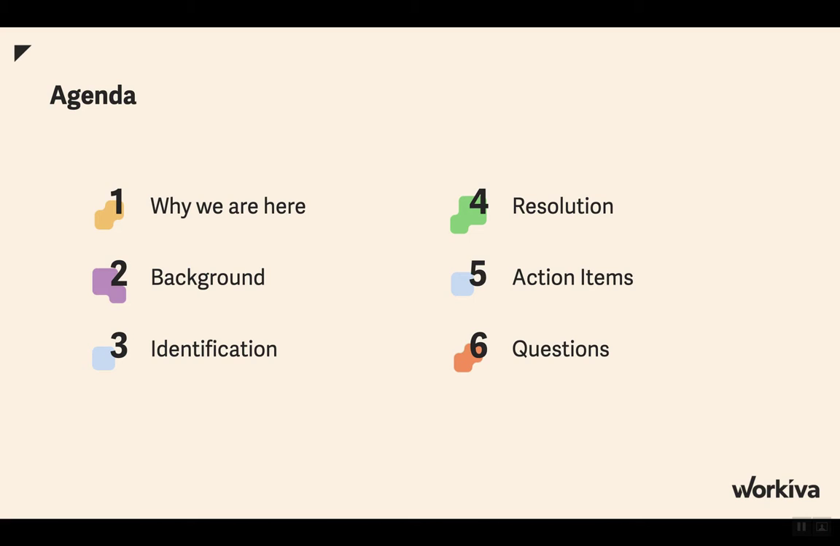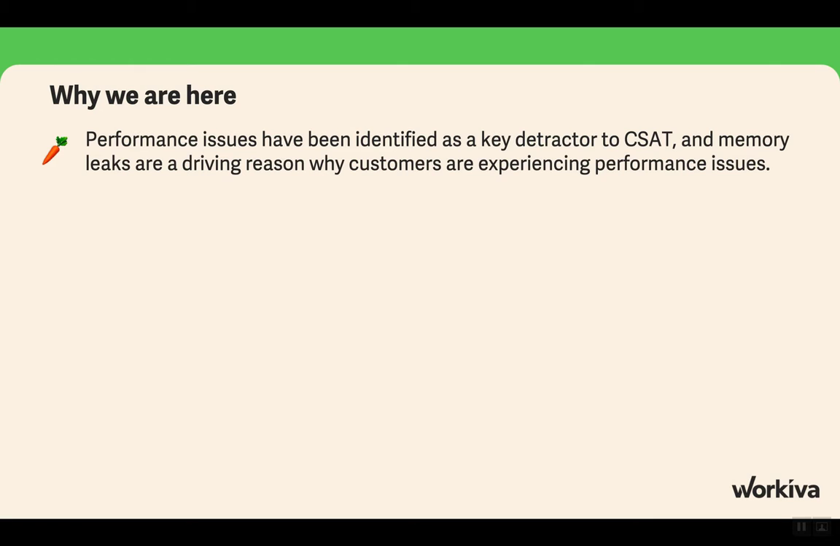First of all, I'm going to talk just a little bit about why we're here, give some background on some investigation work that Carrot did back in Q2 of 2021, and then we're going to talk about how to identify memory leaks, how to resolve them, and then an action item. We'll cover the action items that every team is going to have to participate in Q4, and then follow it up with how you can connect with the Carrot team to ask questions. Okay, so first, why are we here? Why are we talking about memory leaks?